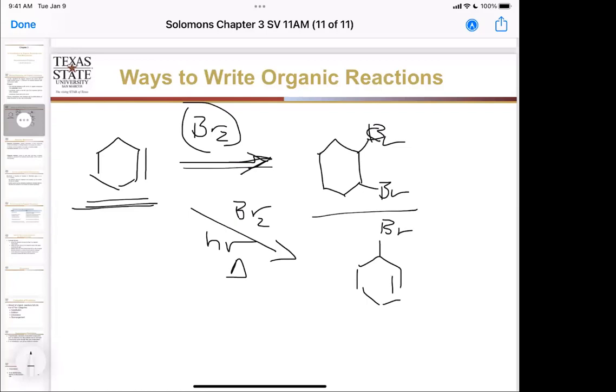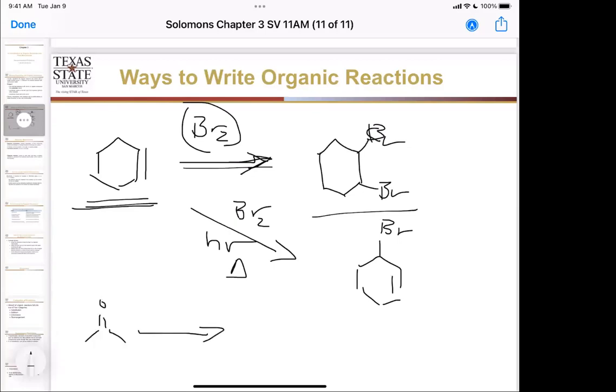Don't know why yet it's going to do that, but I've given you information and told you the product's different. So are these the same mechanism, the top one and the bottom one? No. Are we going to learn these mechanisms? Yes.